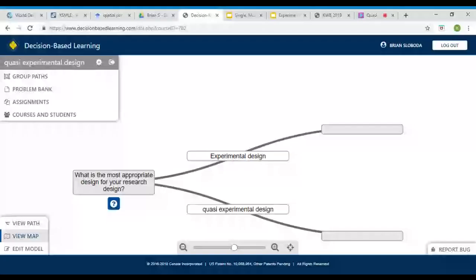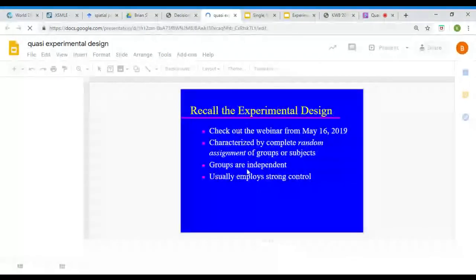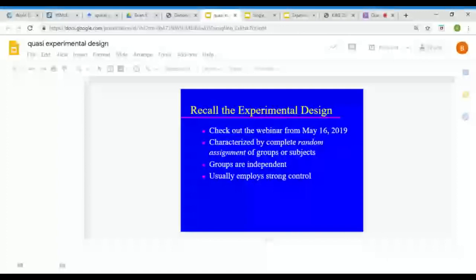I have a new screen up called Decision-Based Learning. Does everyone see that? Yes, we can see it. Good. I took this information and put it into the developer to get a good flavor of how you would be able to apply quasi-experimental design. I start off here: what is the most appropriate design for your research? Do you have experimental, perhaps? So how do you decide? It goes back to the experimental design that I covered on May 16, 2019.